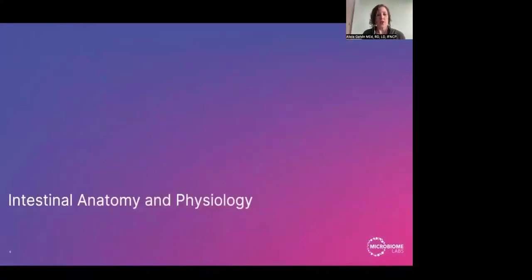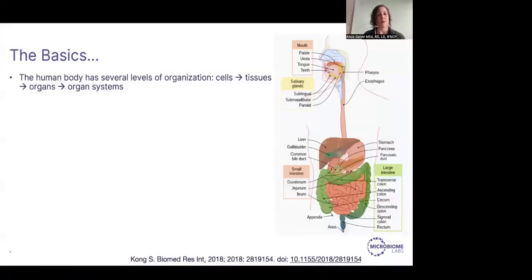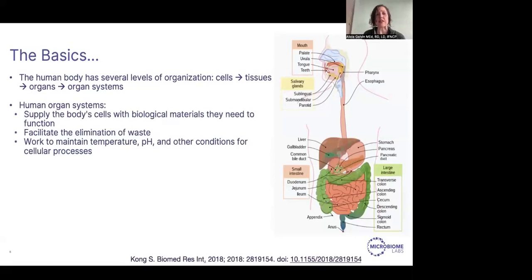So let's first start out with just reviewing some intestinal anatomy and physiology, going back to basics. So just again, as a review, the human body has several layers of organization. So we have all of our cells that then come together to make tissues, which then come together to create organs. And those organs come together to make an organ system. So like our digestive system is made up of liver, gallbladder, intestines, colon, small intestine, so on and so forth. So we have several organs, the salivary glands, that make up our digestive system. And these systems are what provide the cells with the materials that they need to actually function.